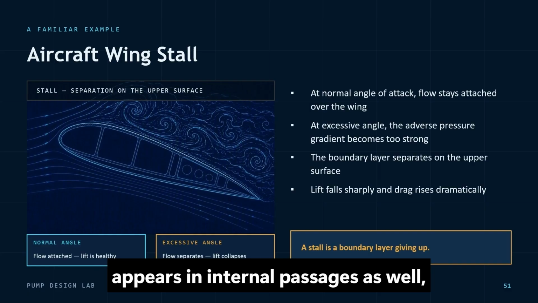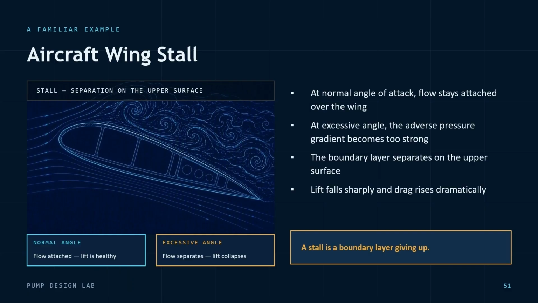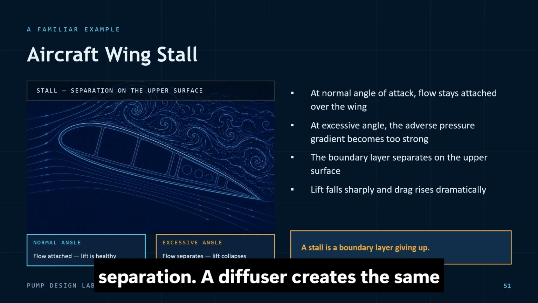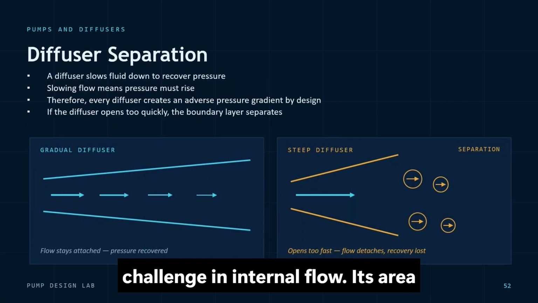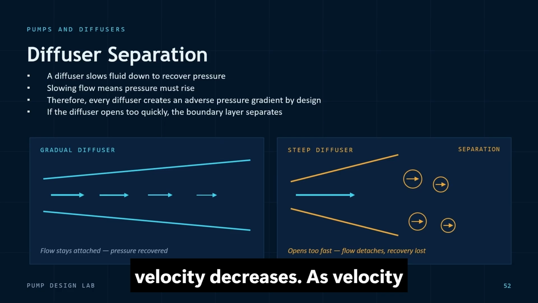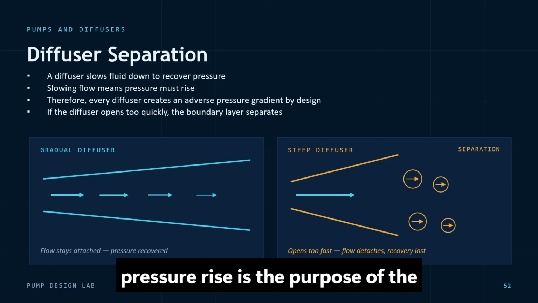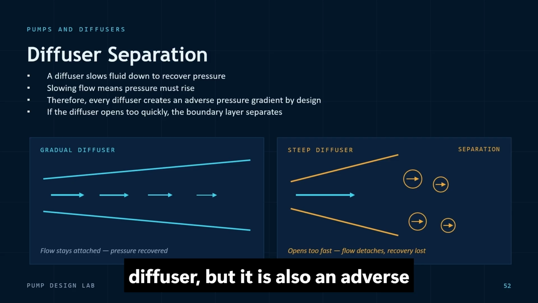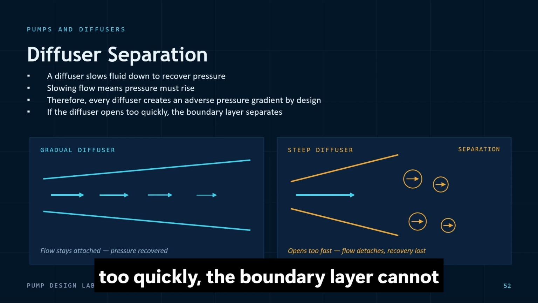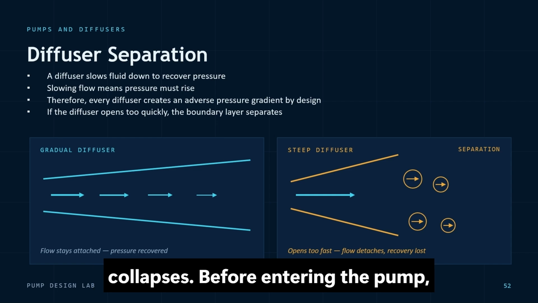The same physics appears in internal passages as well, especially in diffusers. Diffuser separation. A diffuser creates the same challenge in internal flow. Its area increases, so continuity tells us velocity decreases. As velocity decreases, pressure rises. That pressure rise is the purpose of the diffuser, but it is also an adverse pressure gradient. If the diffuser opens too quickly, the boundary layer cannot stay attached and pressure recovery collapses.